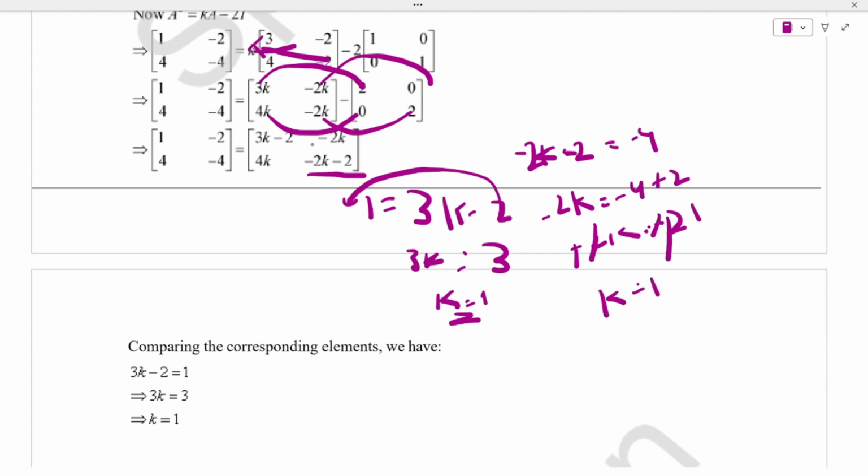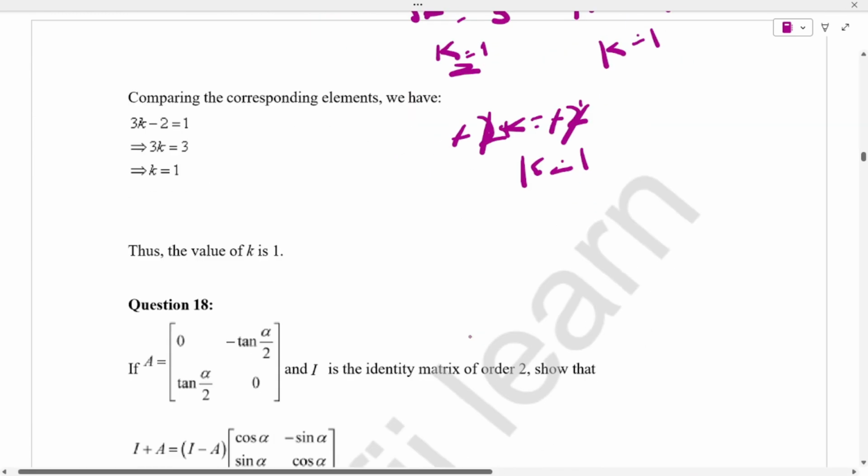Another equation which they have given, if you solve that also, you will get the same answer, that is equal to minus 2. Minus 2k, minus minus will get cancelled. 2 ones and k will be equal to 1.